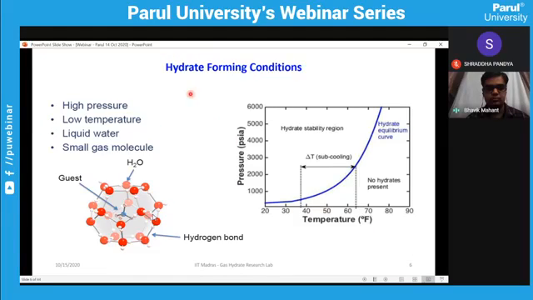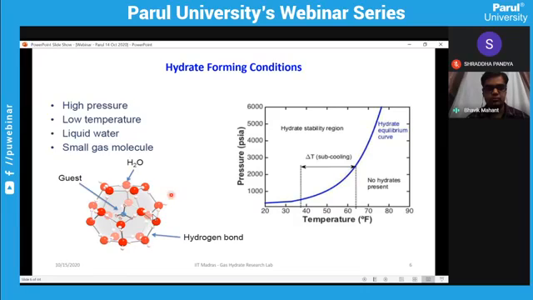So here it is the same thing, the hydrate forming condition. What are the forming conditions? As I told you, it requires low temperature, high pressure, mostly liquid water must be there, and any small gas molecule can form a gas hydrate. Here you can see a gas-water molecule in the form of a cage-like structure. It is a cage, and in between you can see a small gas molecule.